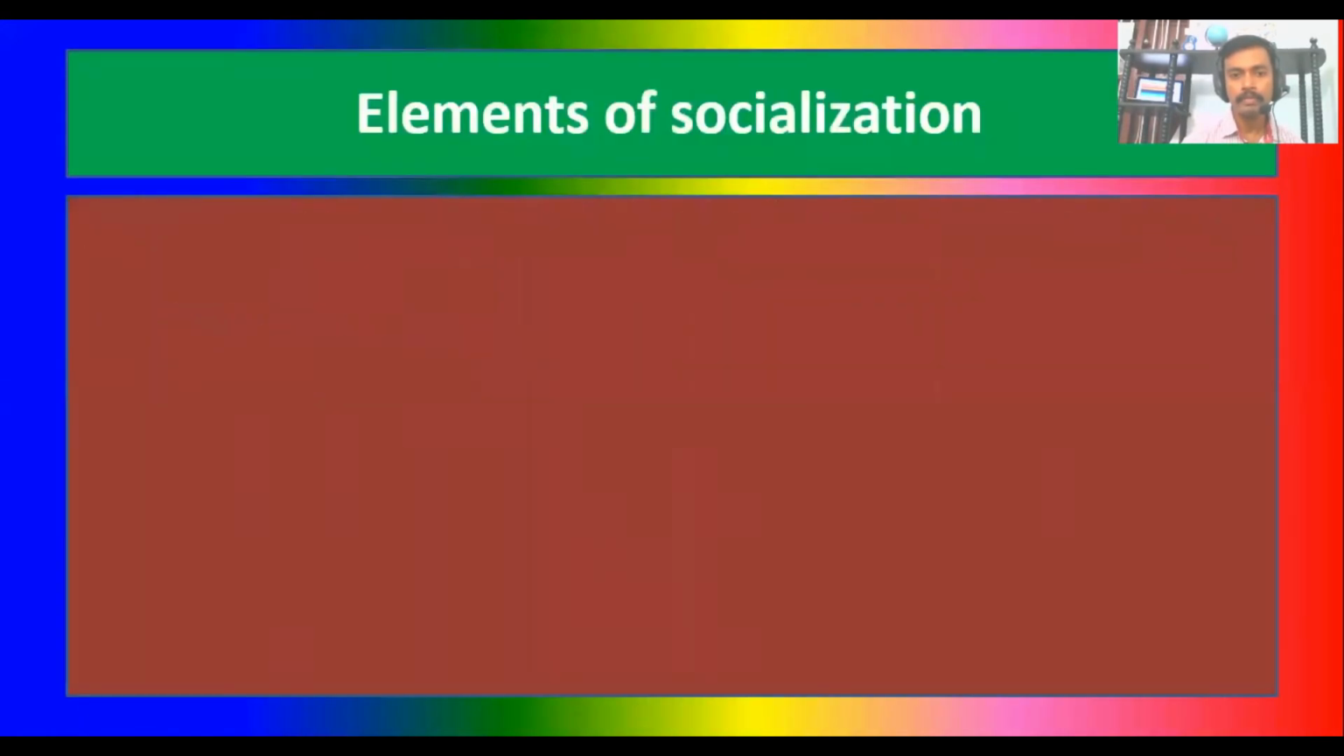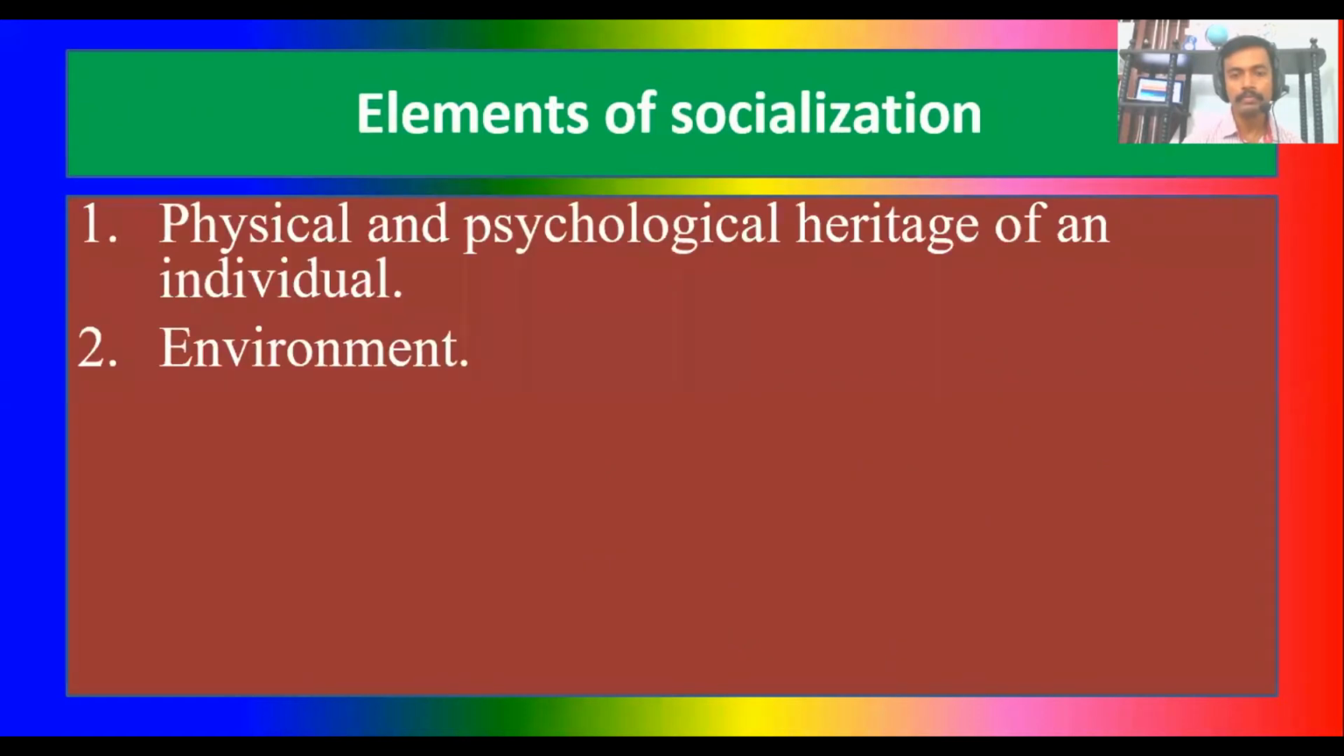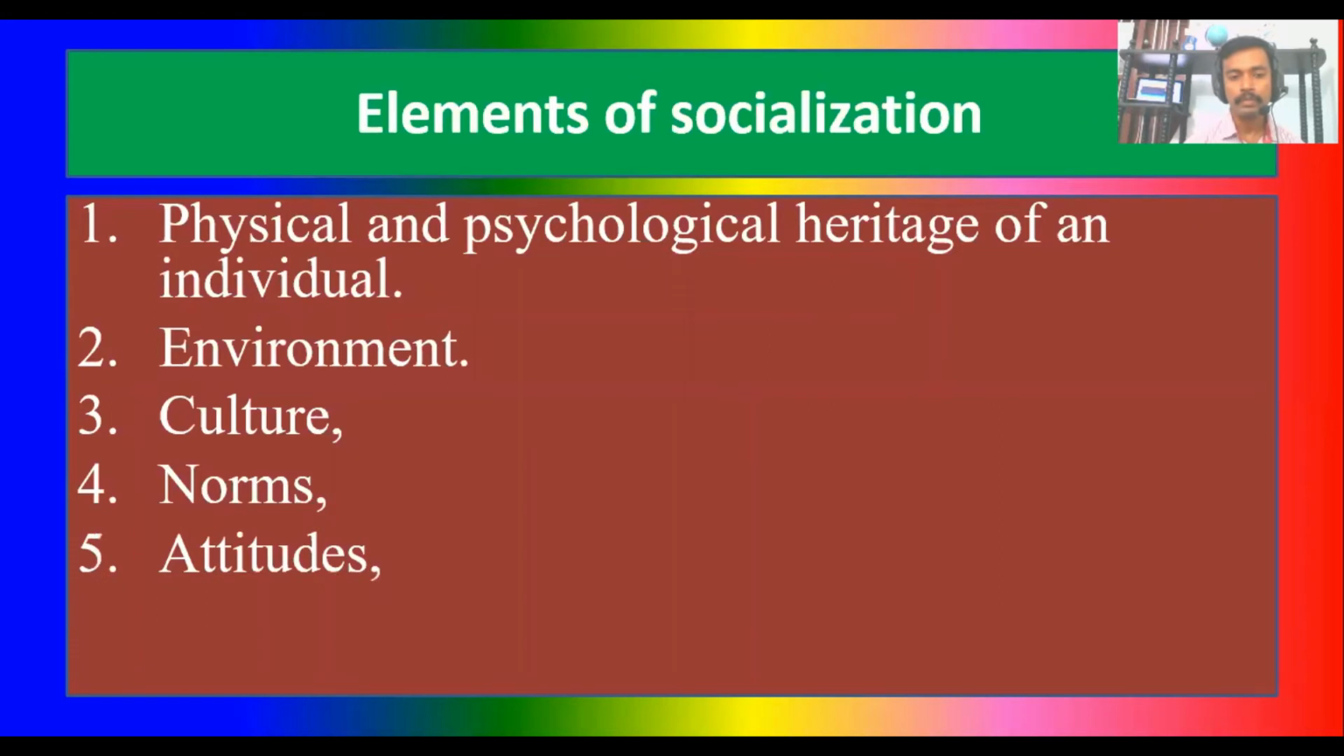Next, elements of socialization. First, physical and psychological heritage. Second, environment. Third, culture. Fourth, norms. Fifth, attitudes. Sixth, role and performance. So these are all the elements involved in socialization.